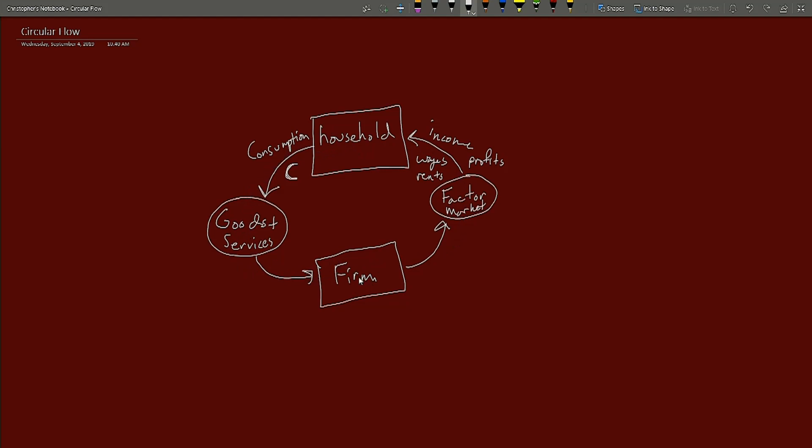It goes to the firms, and then the firms have to pay their workers in wages. They have to pay their capital in rents, and the money left over, profits, goes to the owners of the firms. And where do the owners of the firm live? They live in a house. So here's a very simple economy. It's just one beautiful circle.